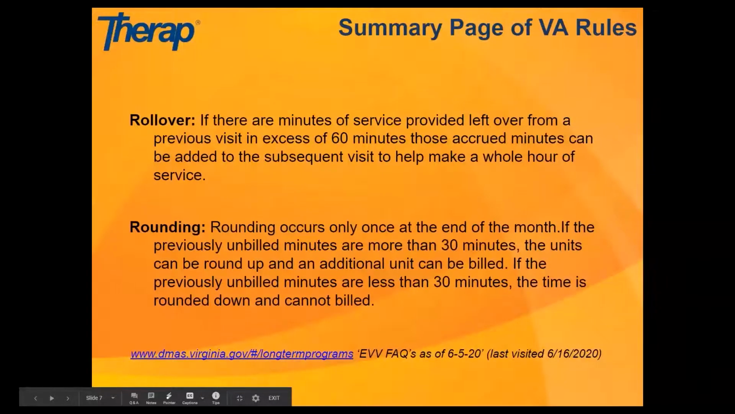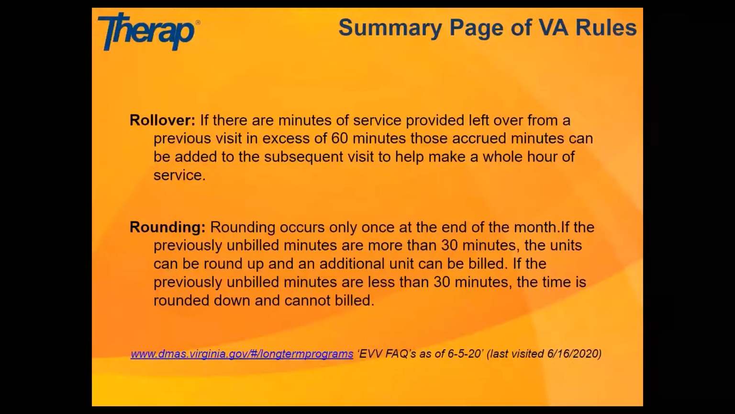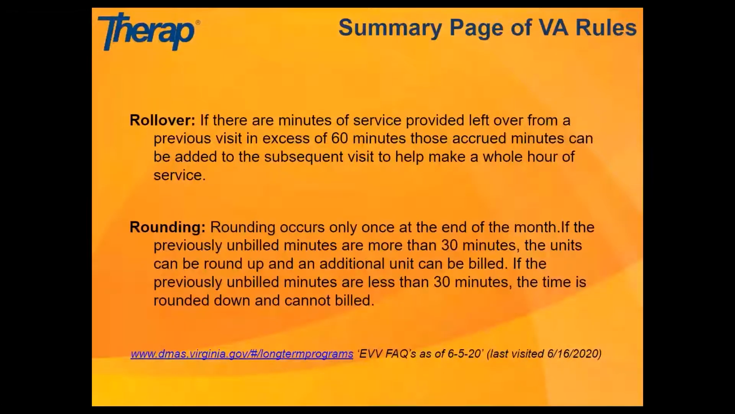There's two different things that are really unique to Virginia billing. One, the rollover, and two, the rounding. All of the units that are listed for these HCPCS codes are 1 hour units, which means that you have to have at least 60 minutes of service in order to bill for one unit. However, if you have leftover minutes from a previous session, you can roll them over into the following sessions. Our system will do that automatically, and you don't have to be aware of that yourself.